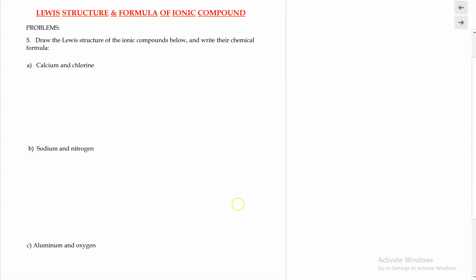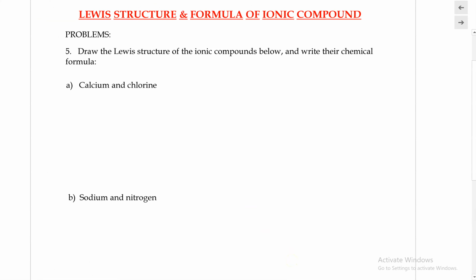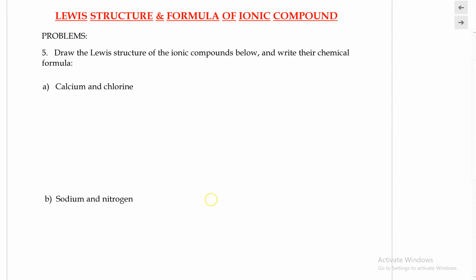And now let's try another example of how to draw the Lewis structure of an ionic compound and write the formula. So in this case, let's do 5A together. Please pause this video and try this problem first before we go over the answer key together. And now let's go over this problem.